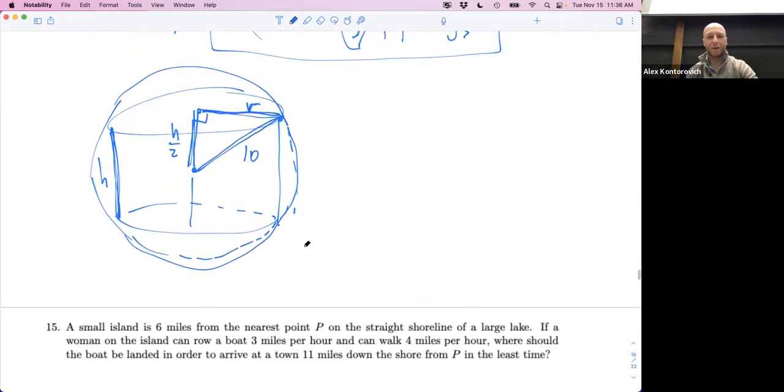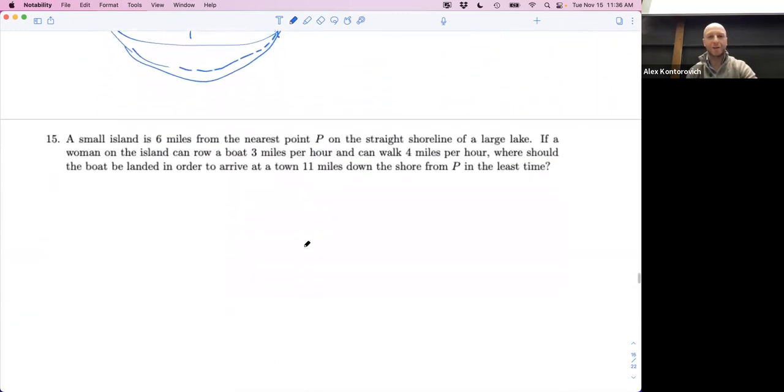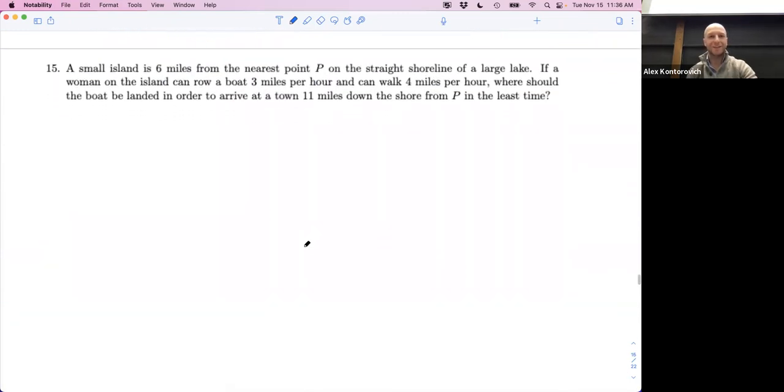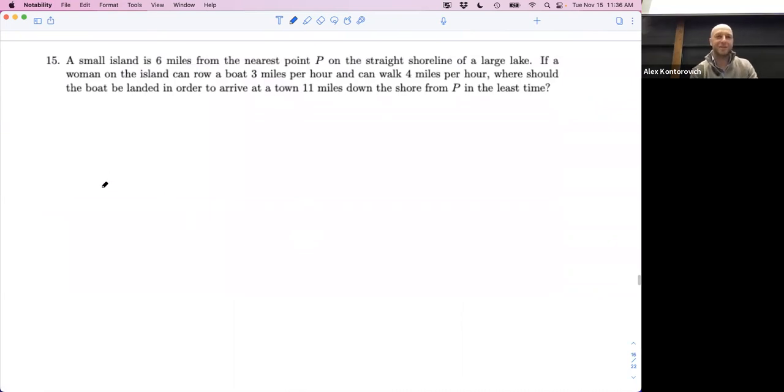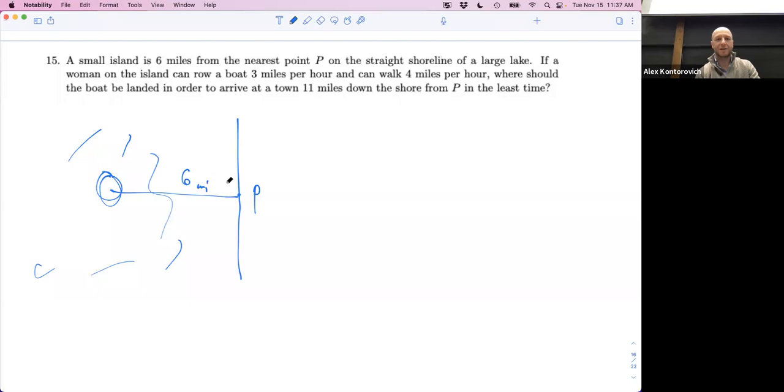Okay, 5 minutes left. Which one do you want to do? You want to do this one? A small island, 6 miles from the nearest point P of a straight shoreline of a large lake. So here's a lake. This is water. Here's my island. And this distance is 6 miles to the nearest point of the shoreline.